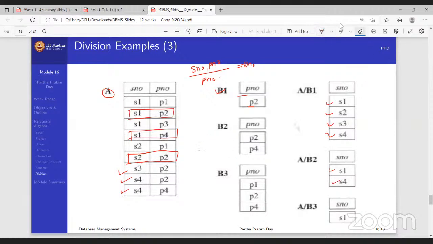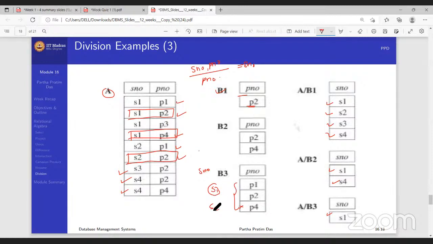Now the same applies for B3 also. Let us check for S1. S1 P1 is there. S1 P2 is also there. S1 P4 is also there. So for all the values of B3, we have the corresponding value of S number, so S1 will be there. Similarly, check for S2. S2 P1 is there, S2 P2 is also there, but S2 P4 is not there, so it is not satisfying for all the tuples.